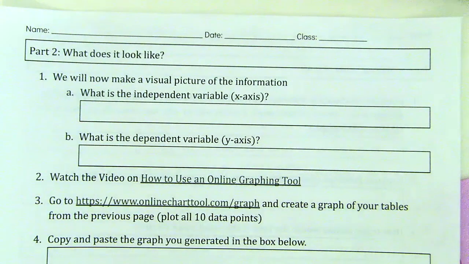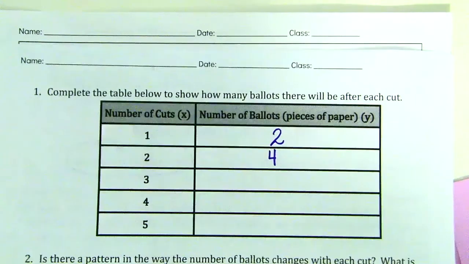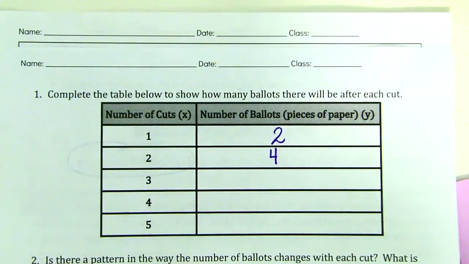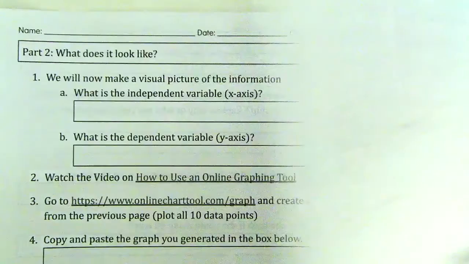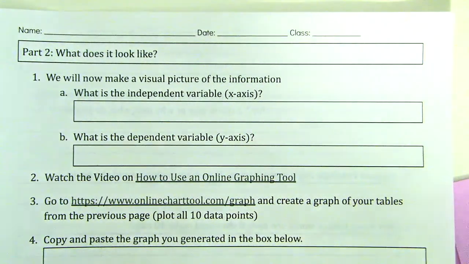in your table, right? So this is a table. We can see patterns by looking at the numbers, but humans are visual. We like to look at pictures. So what we're going to do next is make an actual graph. So if we were sitting in the classroom, Mr. Correa would have some graph paper.